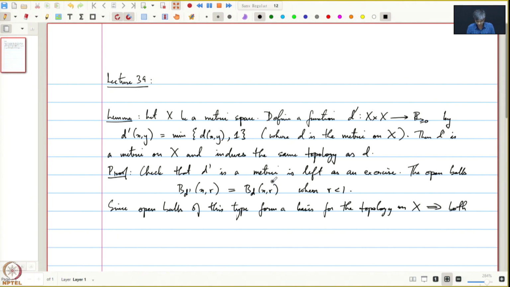I mean, d prime is a metric, so it generates a topology, and d is a metric, so it generates a topology. A basis for the topology generated by d is given by open balls of this type, and a basis for the topology generated by d prime is given by open balls of this type when r is strictly less than 1, right? So both these are the same, and therefore the topology is the same. So this proves the lemma.